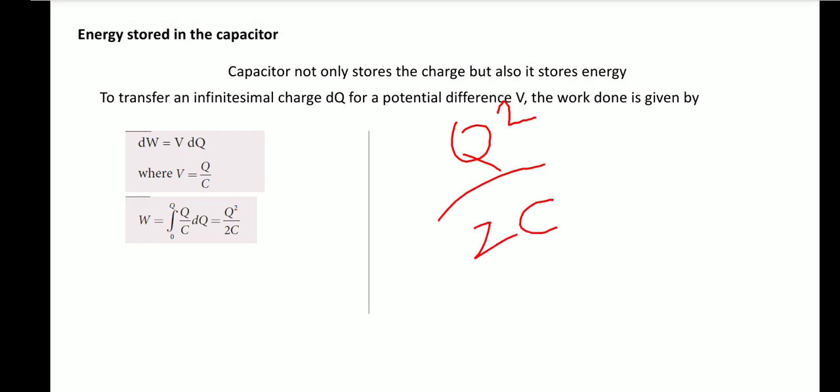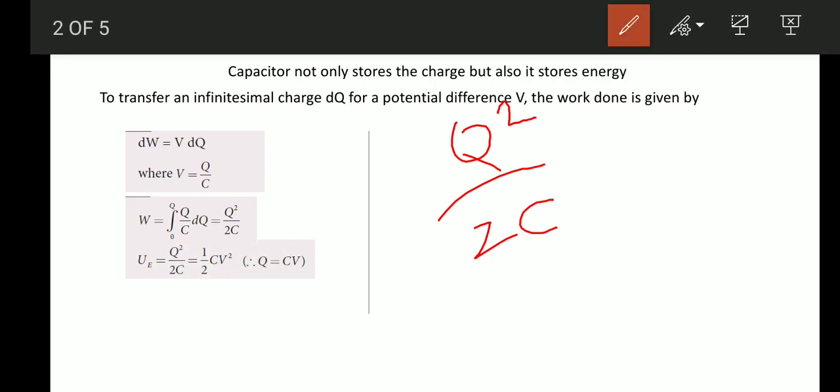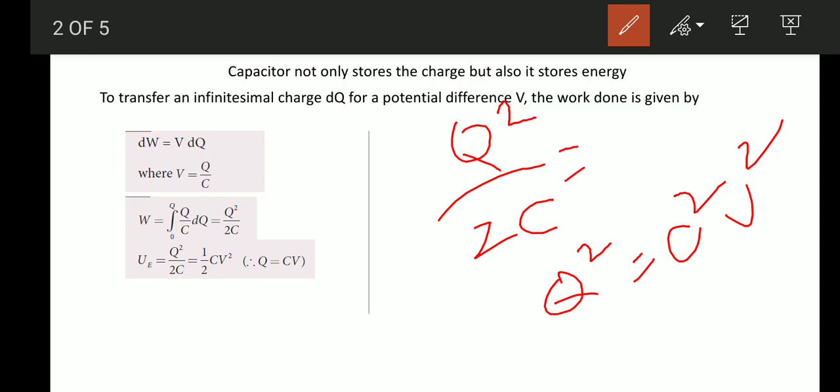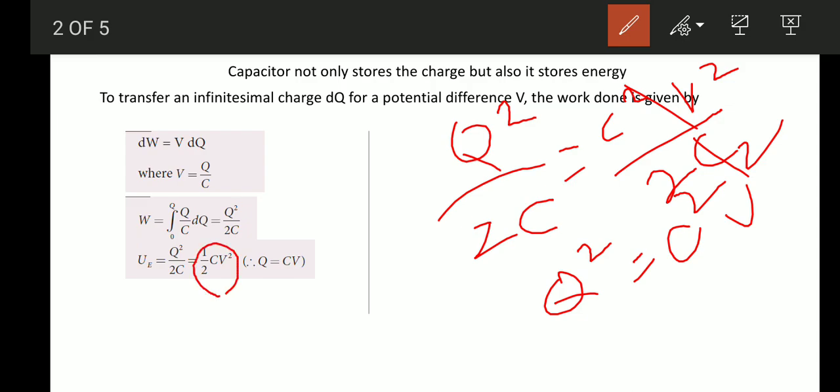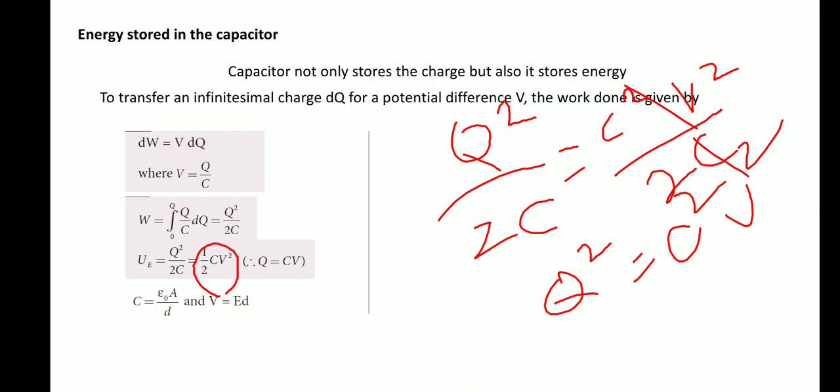Then substitute the value of Q equal to CV. Then Q square is equal to C square V square. Substituting in this equation, you will get C square V square divided by 2C. C and C square get cancelled. Then finally you will get half CV square. That is the formula for energy stored in a capacitor.